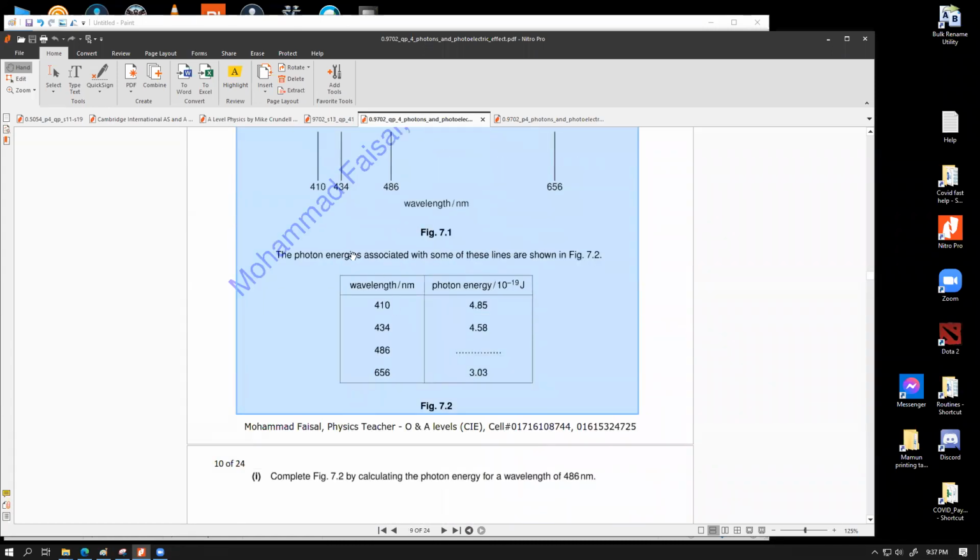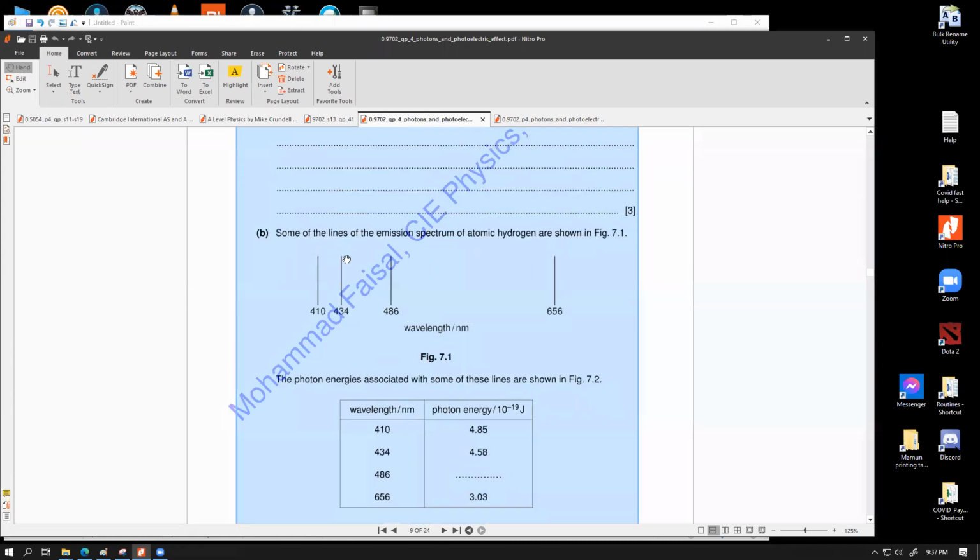So that means what is happening. Some of the lines of the emission spectrum. Have a look. Emission spectrum means what? The photons are released or photons are absorbed. Photons are released. So the jump of electrons should happen upwards or downwards. Upwards. Photons are released when electrons get excited or de-excited.